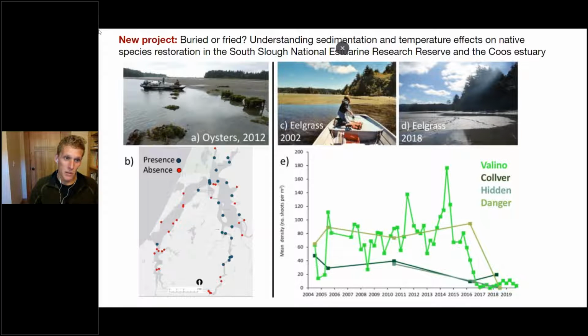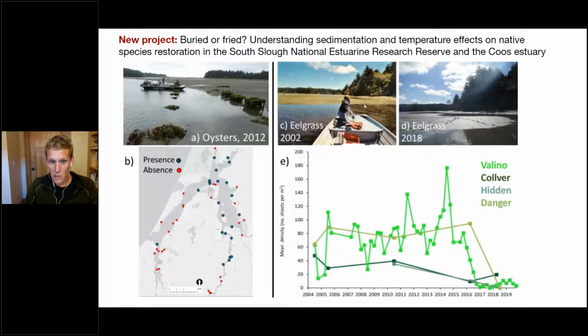And so on the left here, you can see some oyster habitats in the picture up here. And then we have this presence-absence map of oyster habitat throughout the estuary. And you can see that South Slough, despite the oyster restoration efforts going on, still has an absence of oysters. There's an absence in the main channel, but then there's lots of oysters on the East Bay. And this is the native oyster, Olympia oyster, that we're talking about here, which has a lot of interest right now.